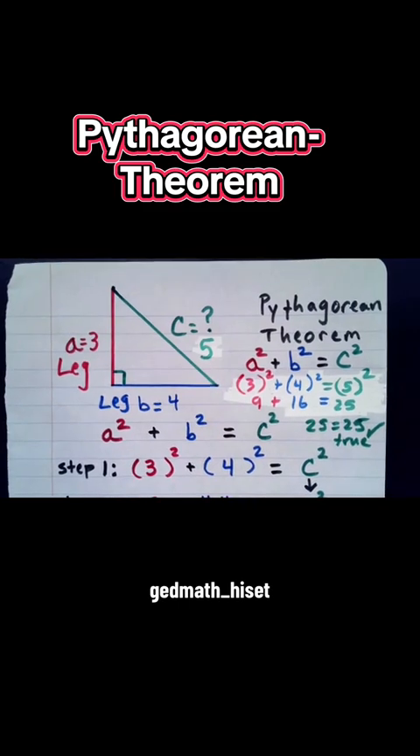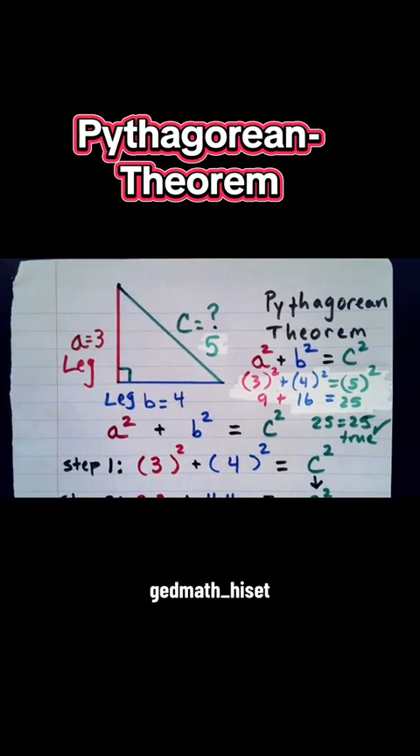So the hypotenuse is 5, the base leg is 4, and the leg A has a value of 3. I hope this helped you out.